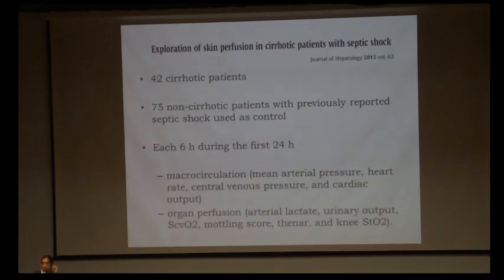This is another study in which this time cirrhotic patients with septic shock were studied and the skin perfusion was assessed. So there were 42 patients and 75 non-cirrhotics with previously reported septic shock. They were used as control. And for 24 hours, every 6 hourly, the following parameters were monitored. Parameters of microcirculation, which were mean arterial pressure, heart rate, CVP and cardiac output, and organ perfusion parameters like lactate, urinary output, the Mottling score, the finger and knee tissue saturation. Finger and knee tissue saturation was seen with the help of laser Doppler.